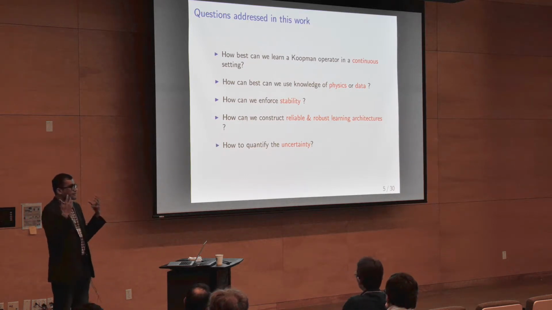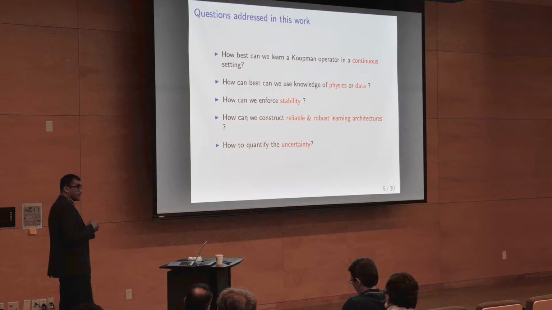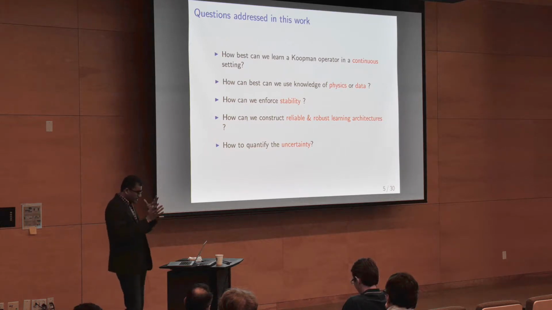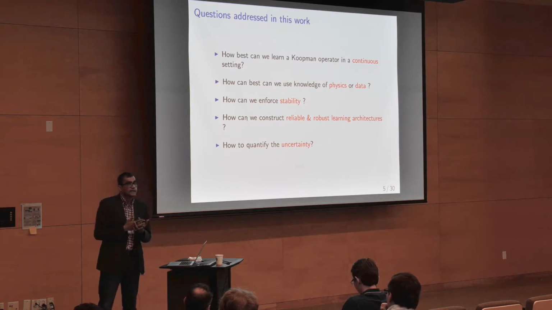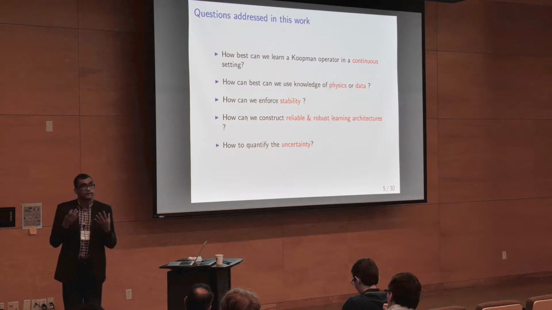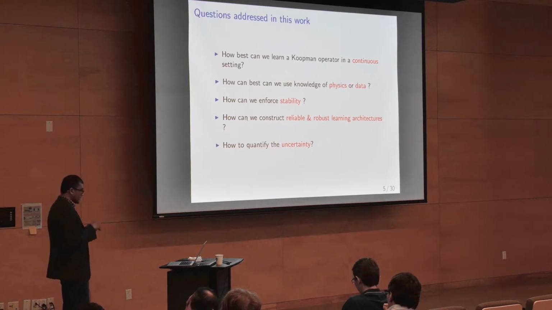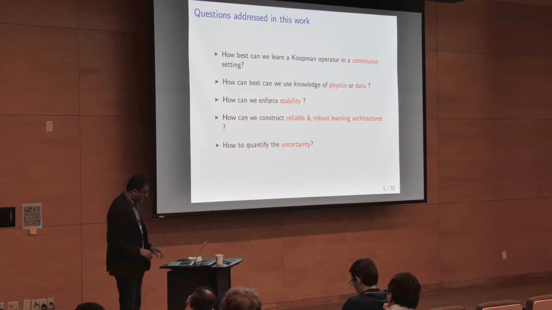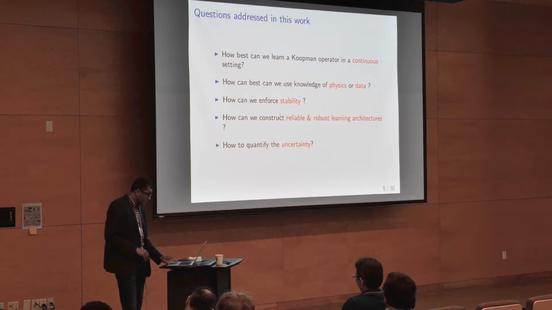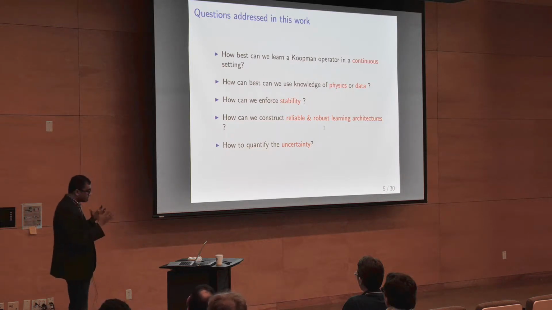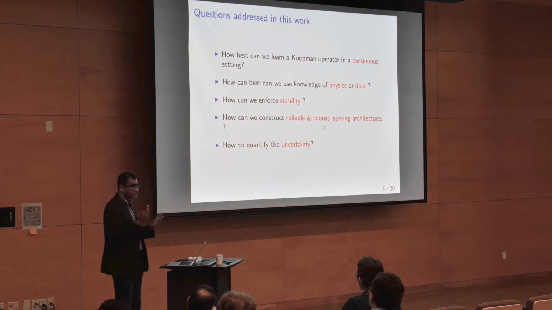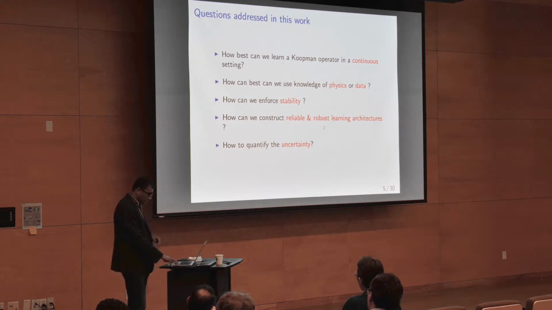And the fourth point is something that has been bothering us for a long time. We're trying to discover an infinite dimensional operator using a whole range of assumptions, and we need to quantify the uncertainty, right? So how can we get a handle on that? And then, of course, how can we construct these reliable and robust learning architectures, where the architecture should be cognizant of the limitations of what conventional autoencoders do?